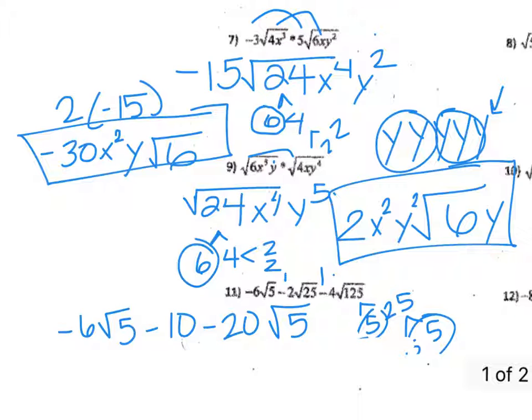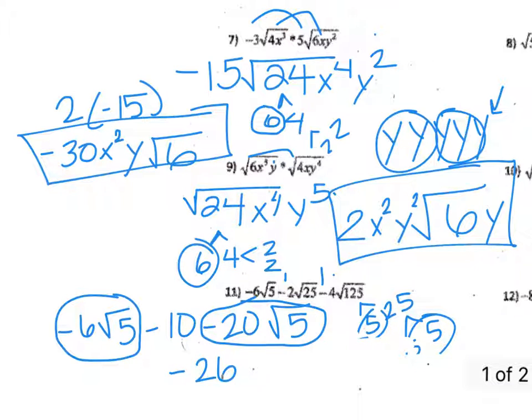Okay, so now I have like terms here of negative 6 radical 5 and negative 20 radical 5, and when combined, those give me negative 26 radical 5, and this one's all by itself, so I can just say negative 10 minus 26 radical 5.